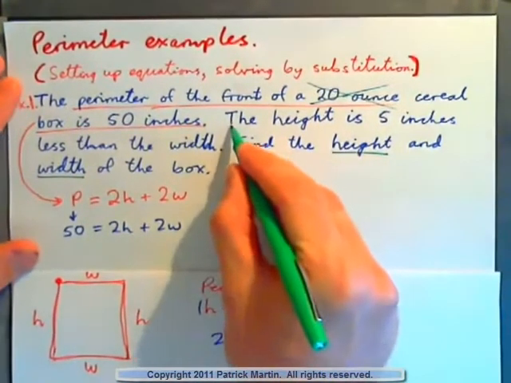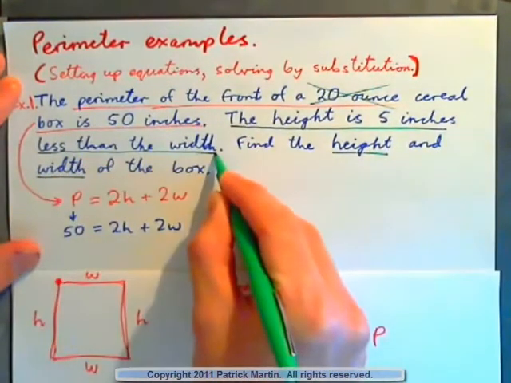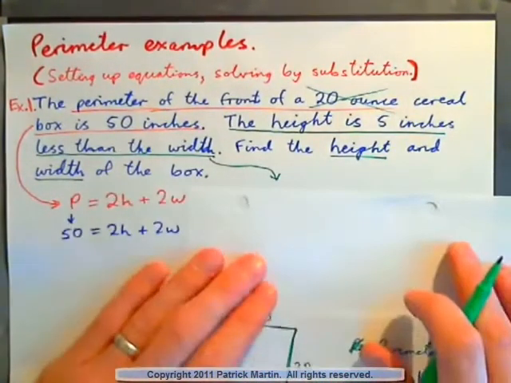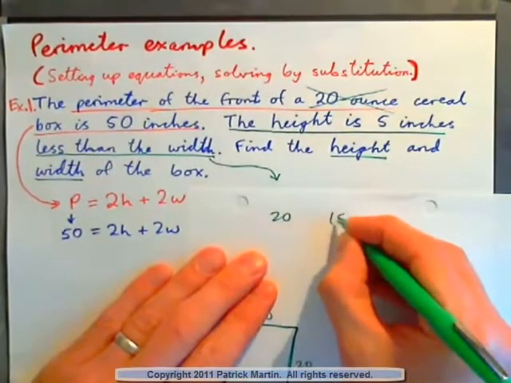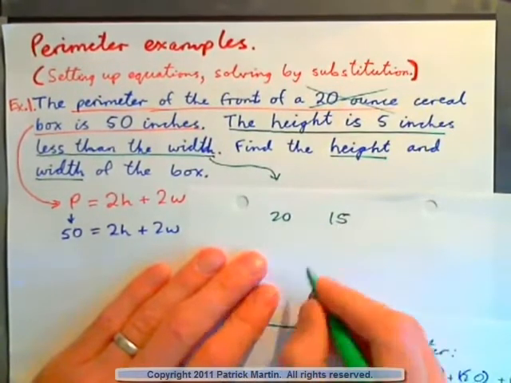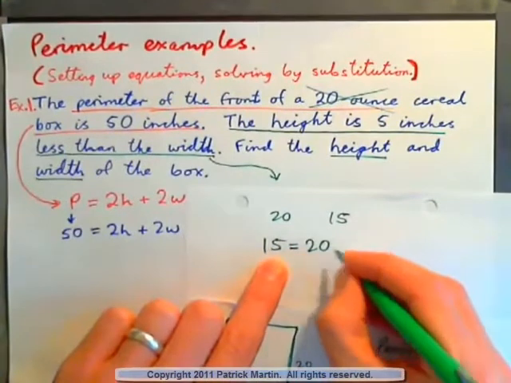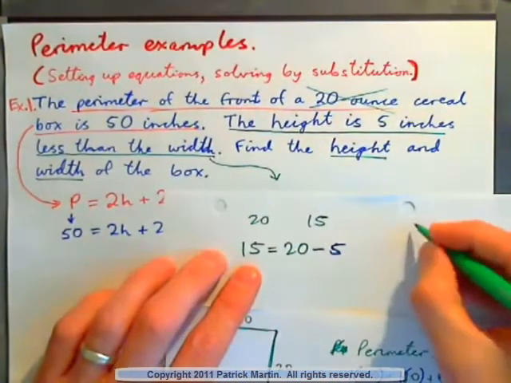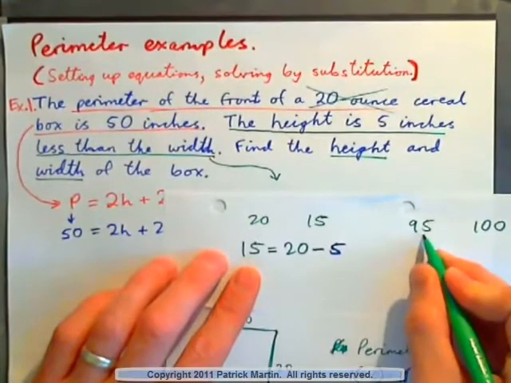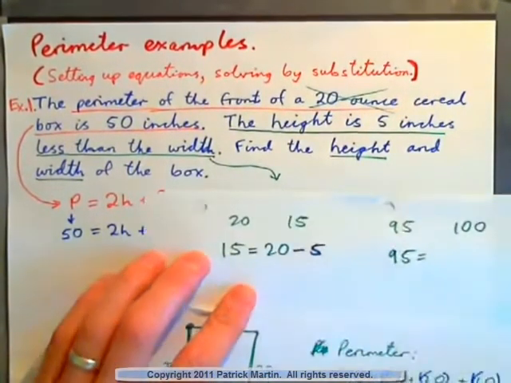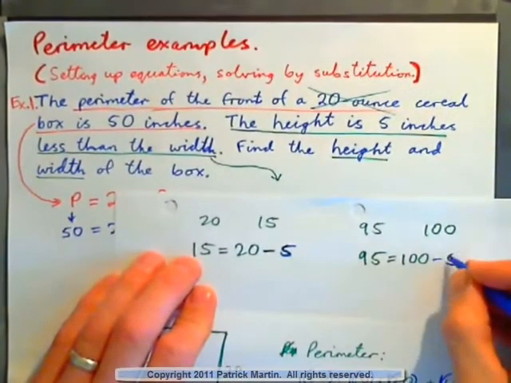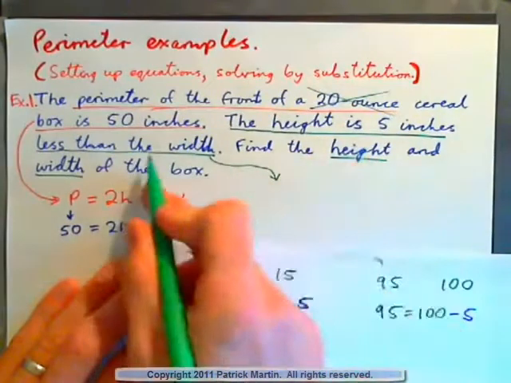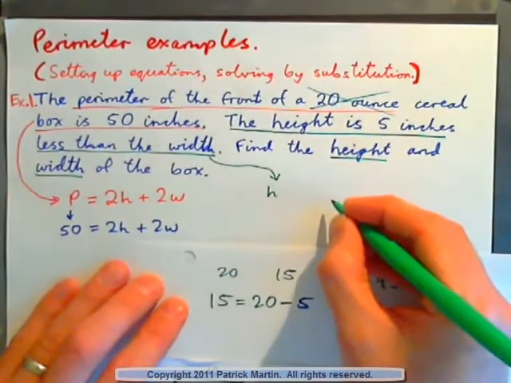Now, this next sentence says the height is 5 inches less than the width. Let's turn that into an equation. Let me put it this way. If you take the numbers 20 and 15, okay, 15 is 5 less than 20. So I can write this, 15 equals the big number 20 minus 5, doesn't it? You see that? Isn't that true? If I take the numbers 95 and 100, 95 is 5 less than 100. So the smaller number 95 is equal to the bigger number 100 with 5 subtracted from it. Isn't that true? That's true, right? So we've got height is 5 less than the width. So we have height and we have W.